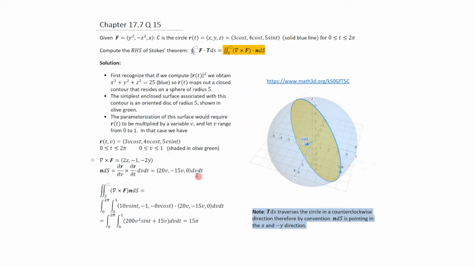Okay, so we have the position vector and the surface area vector. We also know from the information provided that this position vector traces out this line in a counterclockwise direction. So if this is in a counterclockwise direction, that implies by the right-handed convention that if you put your right fingers in this direction, the thumb points in the direction of the differential surface area vector, which would happen to be in this direction. And so what is the appropriate direction? Well, that's shown here. T traverses the circle in a counterclockwise direction. Therefore, N dS is going to be pointing in the x and minus y direction.